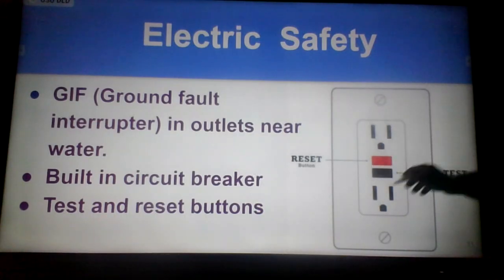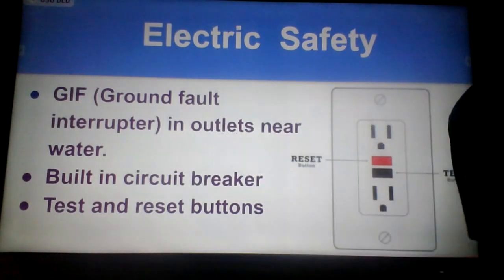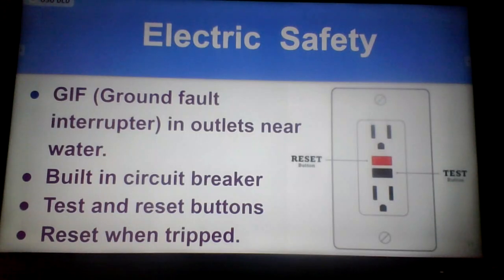You'll find these much more often in newer homes near water, such as sinks and faucets. Okay. Reset these when tripped, but again, if the problem keeps happening, get that looked at by a trained electrician.